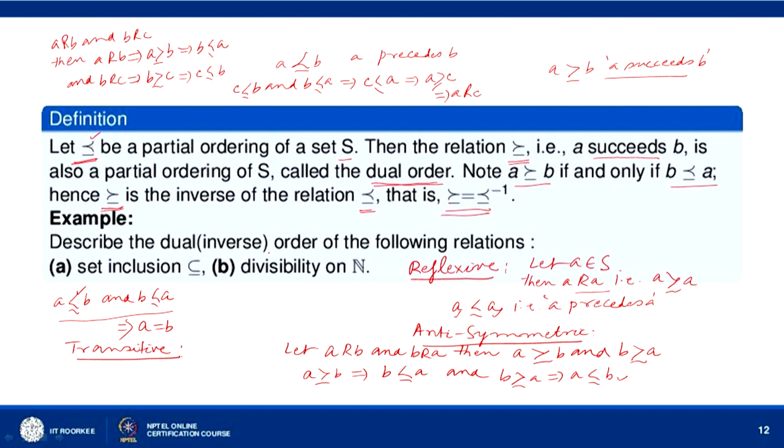Now, describe the dual order of the following relations, set inclusion. Let us go to set inclusion first. We want to know what is the inverse of this. Let us say this is the notation, the same as this. So, A precedes B means that A is a subset of B.